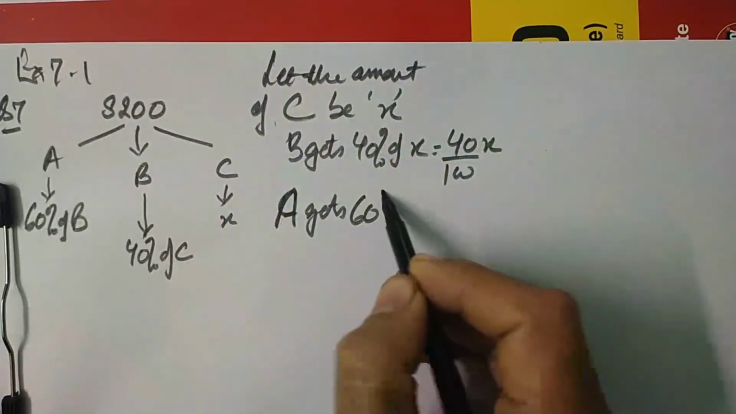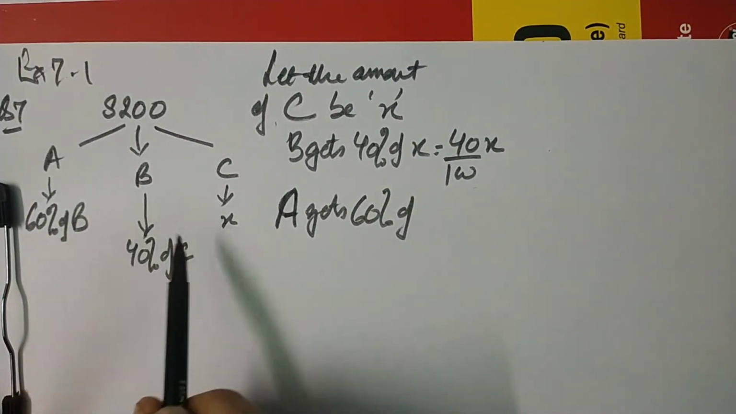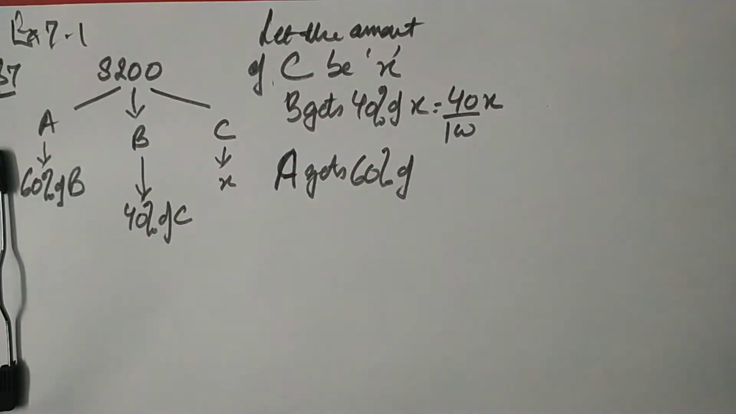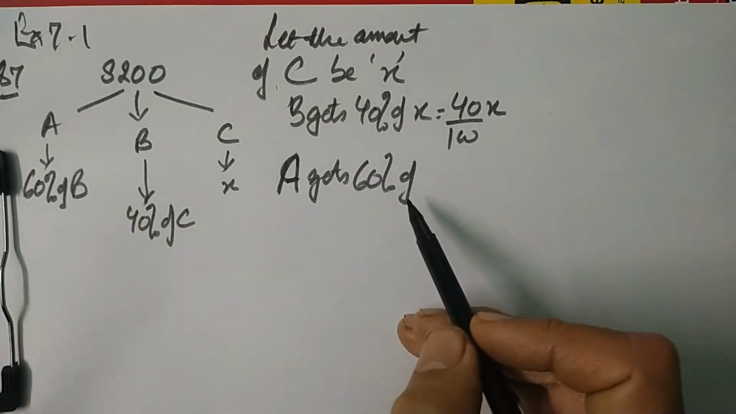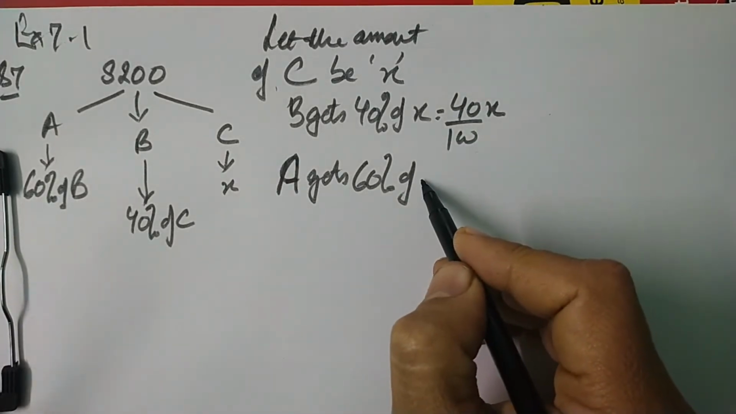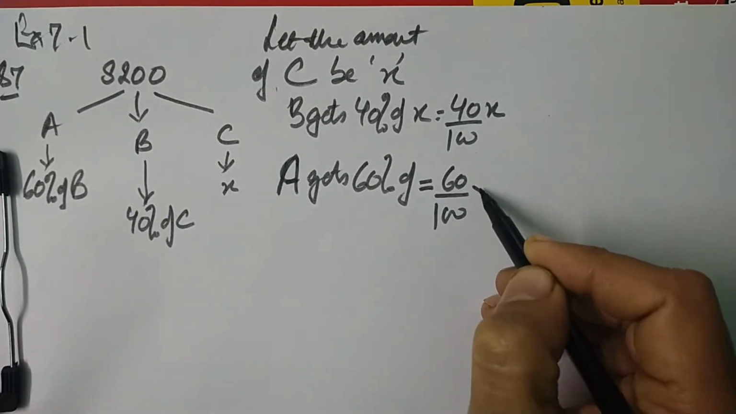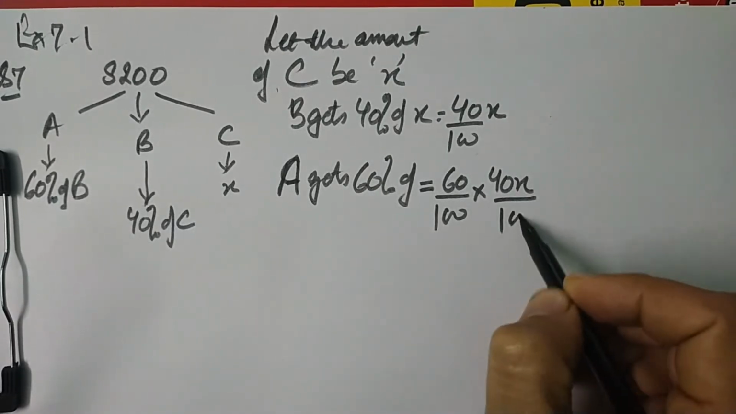And A gets 60% of B. B we have already found. So what will be A? A gets 60% of B, so 60% of B means 60% of this, 40x upon 100.